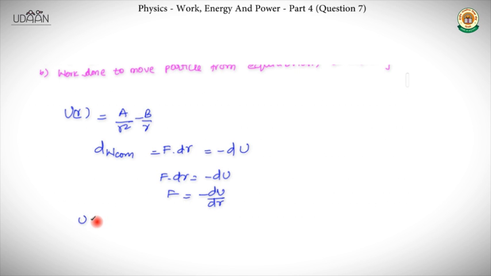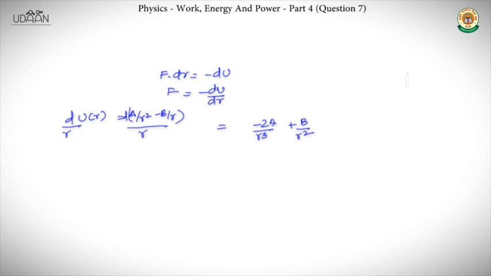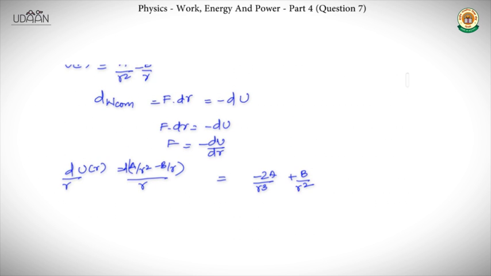As we have U as a function of r equal to A by r square minus B by r, we just differentiate it with respect to r. So here we will be getting minus 2A by r cube plus B by r square. So we've differentiated it with respect to r. As we know, at the equilibrium position, the F net will be equal to 0.